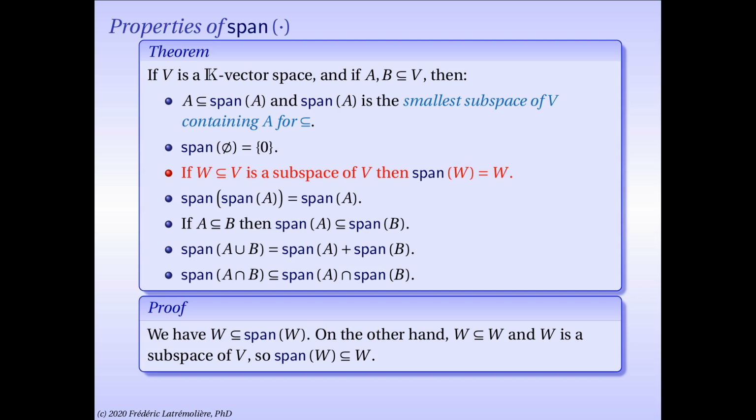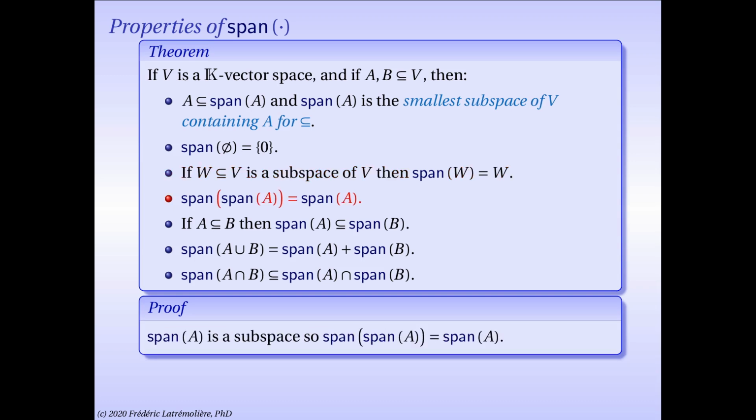In particular, using the first bullet point, we see that W is a subset of the span of W. That's always true. But on the other hand, we make the following simple observation. W is a subset of itself, and it is a subspace. Therefore, since the span of W is the smallest subspace of V containing W, and W is an example of such a space, the span of W is a subset of W. By double inclusion, we've proven that the span of W is indeed W. Therefore, the span of A being a subspace, the span of the span of A must be the span of A.